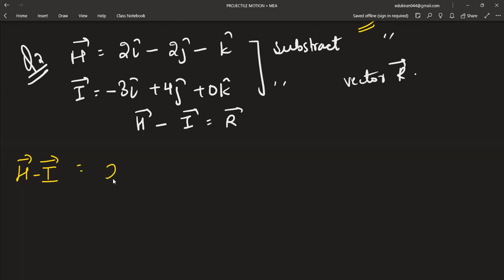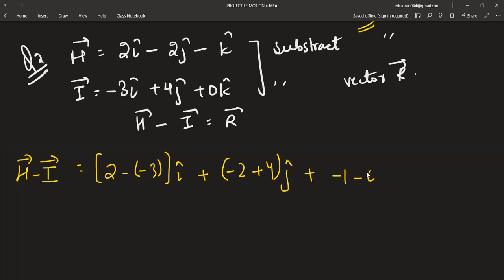So when you are subtracting, 2 minus minus 3 I cap plus this is minus 2 plus 4 J cap. Then plus minus 1 minus 0 K cap. So 2 plus 3 is 5 I cap, minus 2 plus 4 is plus 2 J cap, minus K cap.